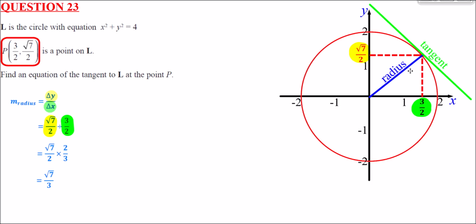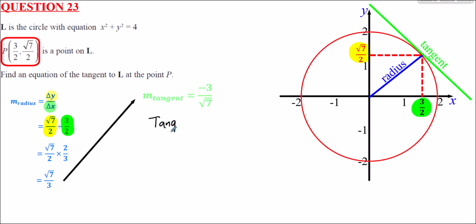Another spin-off from that is that the gradient of any tangent is the negative reciprocal of the radius it meets at the circumference. And so if the gradient of a radius is root 7 over 3, then the gradient of this green tangent will be this fraction turned on its head and made negative. So in other words, the gradient of the tangent will therefore be minus 3 divided by root 7. That fraction's been flipped on its head and the positive has been made into a minus.